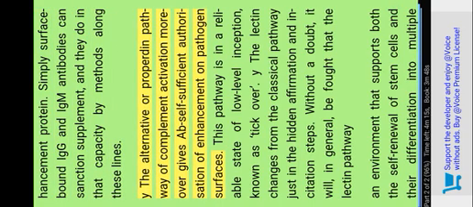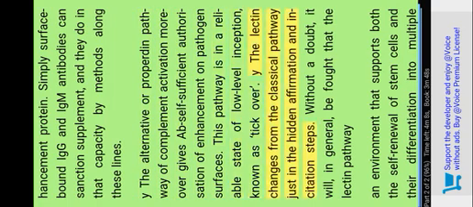The alternative or properdin pathway of complement activation also gives antibody-independent activation of complement on pathogen surfaces. This pathway is in a steady state of low-level activation, known as tickover. The lectin pathway differs from the classical pathway just in the initial recognition and activation steps. Indeed, it can, in general, be thought of as the lectin pathway.